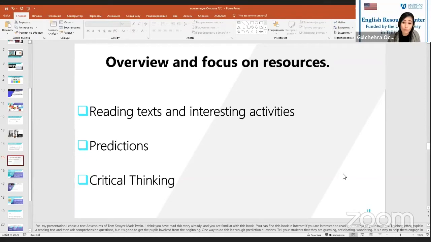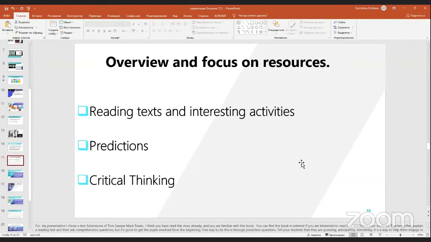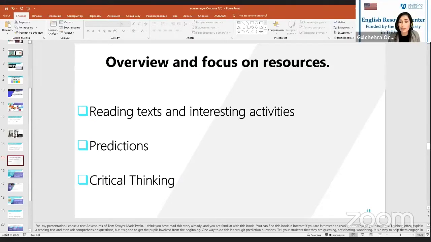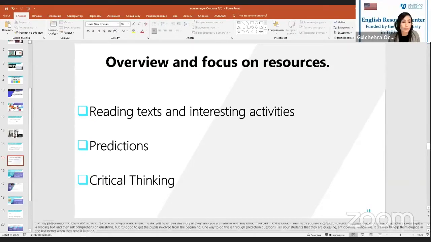Teachers often explain a reading text and then ask their students comprehension questions. It's good to get the pupils involved from the beginning. One way to do this is through prediction questions. Tell your students that they are guessing, anticipating, wondering. It's a way to help them engage with the text better when they read it later on.